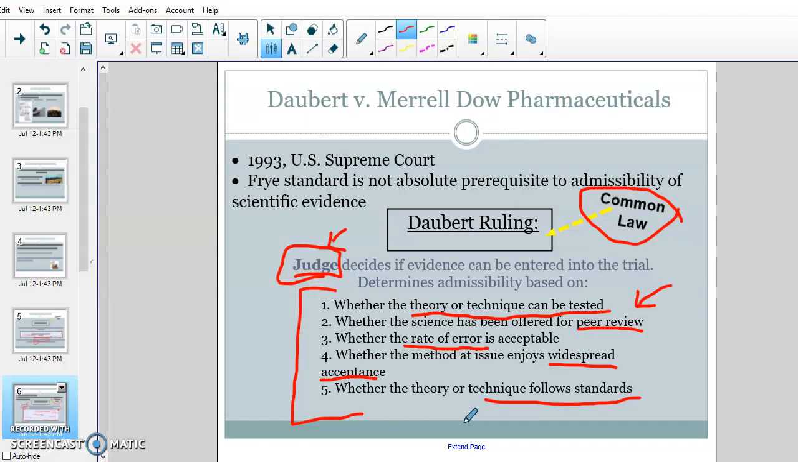Okay, so the biggest things to remember for scientific evidence coming into court is that there are 2 common laws that they have taken a look at. Okay, the Frye standard and the Daubert ruling, and the Daubert ruling is the current common law for allowing scientific evidence into court, and these 5 criteria are what it has to meet in order to be allowed in.